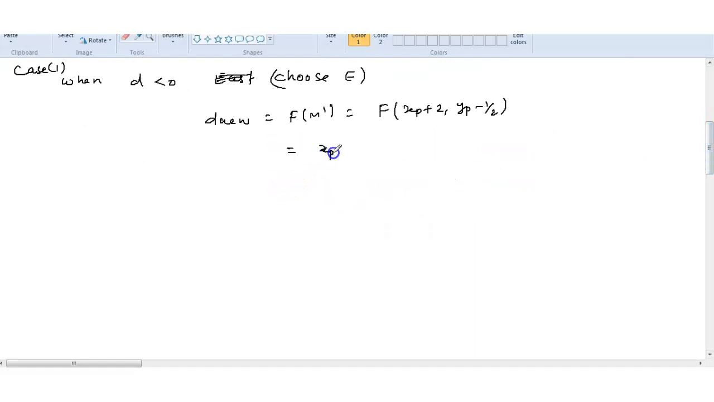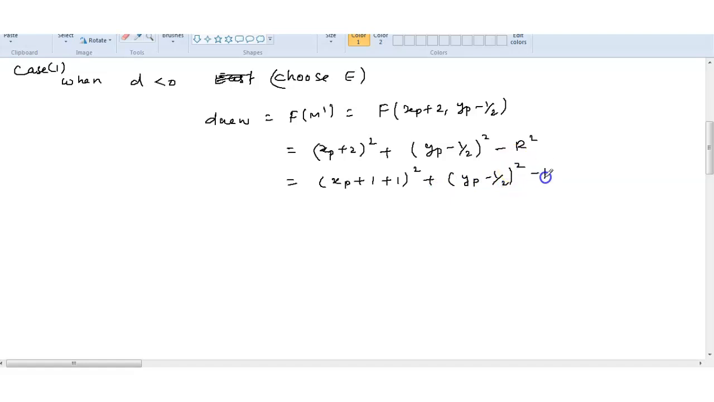So we'll get xp plus 2 whole square plus yp minus half whole square minus r square. This xp plus 2 I have to write in terms of d old, so I can write xp plus 2 as xp plus 1 plus 1, plus yp minus half square minus r square. I will consider this whole term as a, and this as b, a plus b whole square. So xp plus 1 whole square plus 1 square plus 2ab, 2 into xp plus 1, plus yp minus half as it is, minus r square.